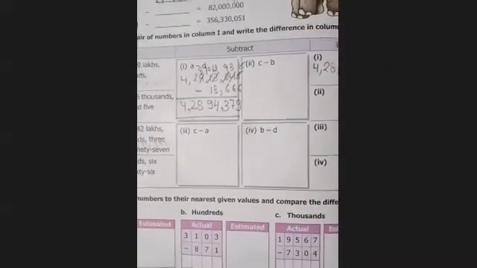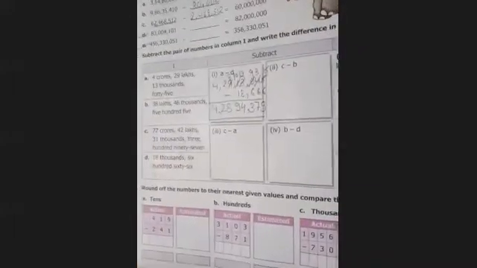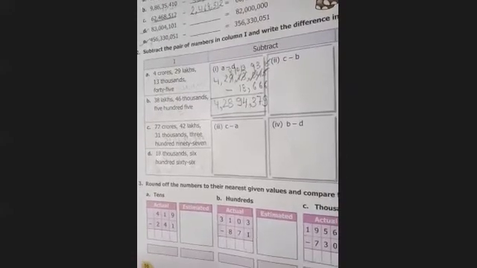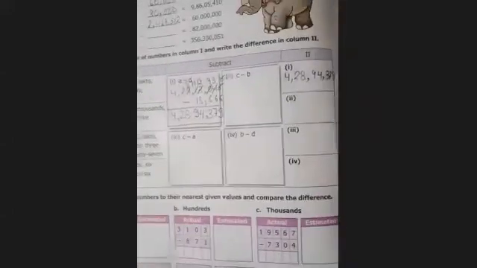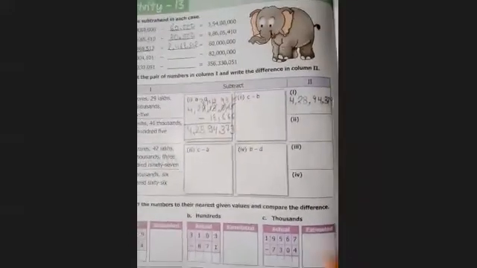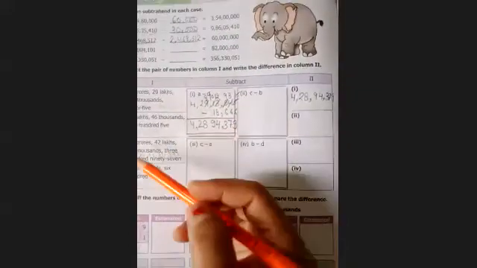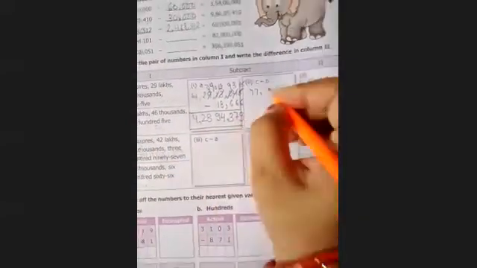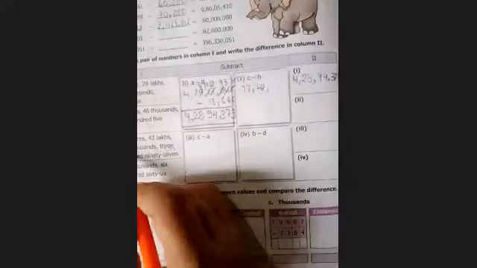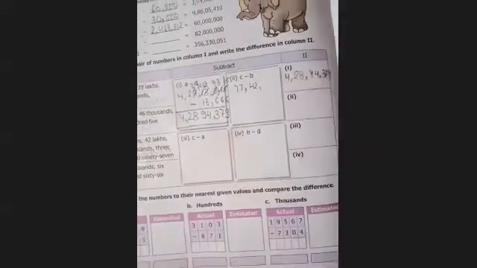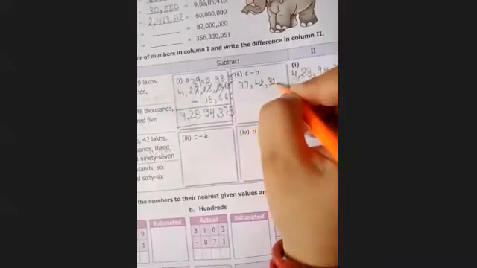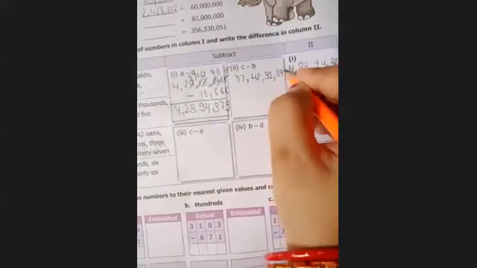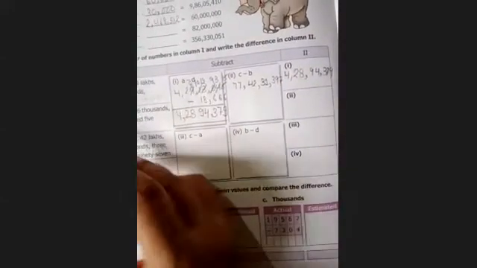Write it. The second part is C minus B. What is the C? C is 77 crore 42 lakh 31,000 397 minus B.